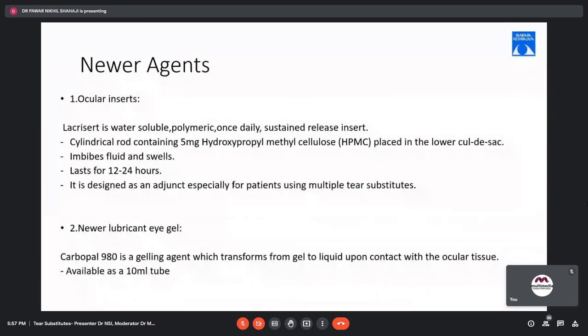Newer agents such as ocular inserts. Lacrisert is a water-soluble, polymeric, once-daily, sustained-release insert. A cylindrical rod containing 5 mg of hydroxypropyl methylcellulose placed in the lower fornix sac. It imbibes fluid and swells and lasts for 12 to 24 hours, and it is designed as an adjunct especially for patients using multiple tear substitutes. Newer lubricant eye gels such as Carbopol 980 is a gelling agent which transforms from gel to liquid upon contact with the ocular tissue. Available as a 10 ml tube.